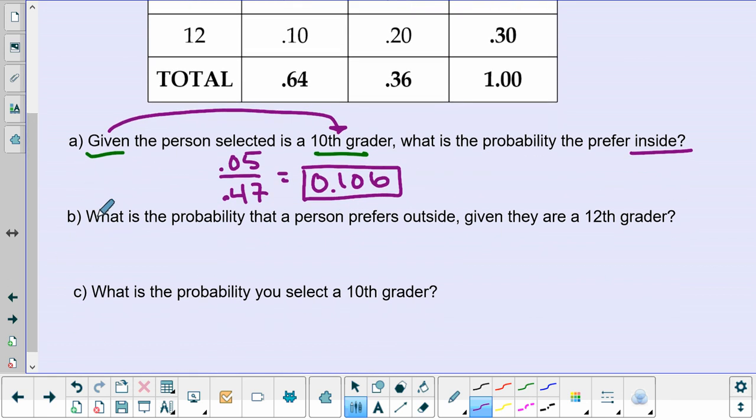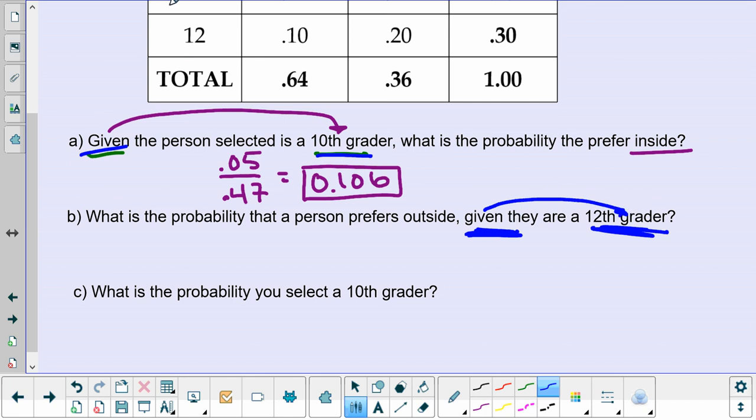Okay, so what is the probability that a person prefers outside given that they are a 12th grader? Notice that your given condition was at the beginning of the sentence in part A, but your given condition is at the end of the sentence in part B. It can be written either way. That's the good thing about the English language, you can change how you write up these sentences. You have to watch this word. Whatever comes after this word given is your total.